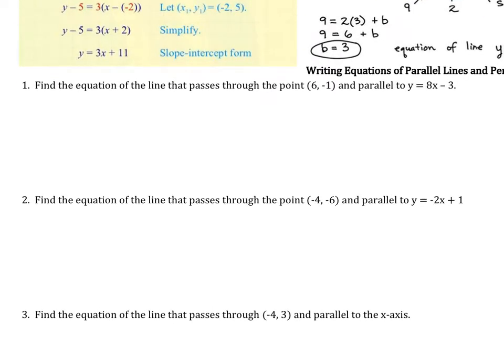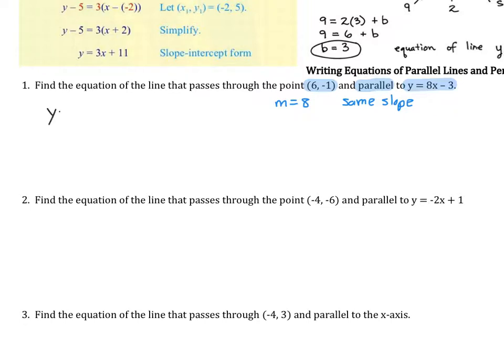So here they ask us to find an equation of the line that passes through the point (6, -1) and is parallel to this line. The first thing that I like to do whenever I see the word parallel, I like to say same slope to remind me. So I can look at this equation, I see that my slope is 8. That means the slope of my new equation will also be 8. So see, here we have the slope and a point.